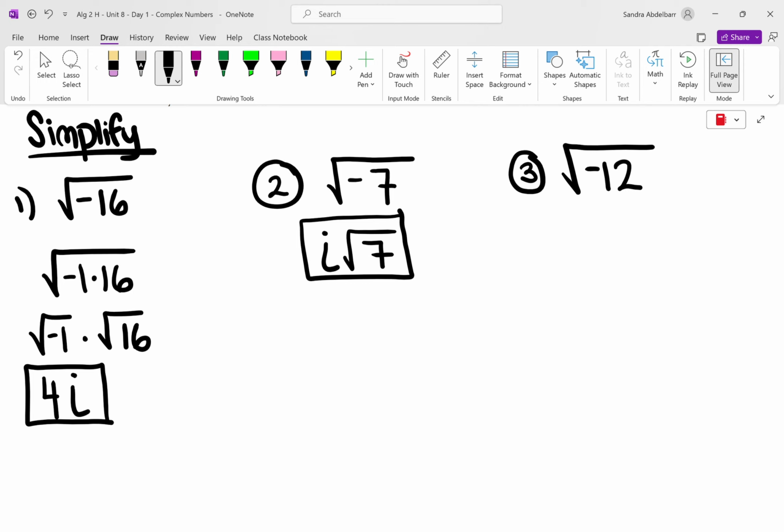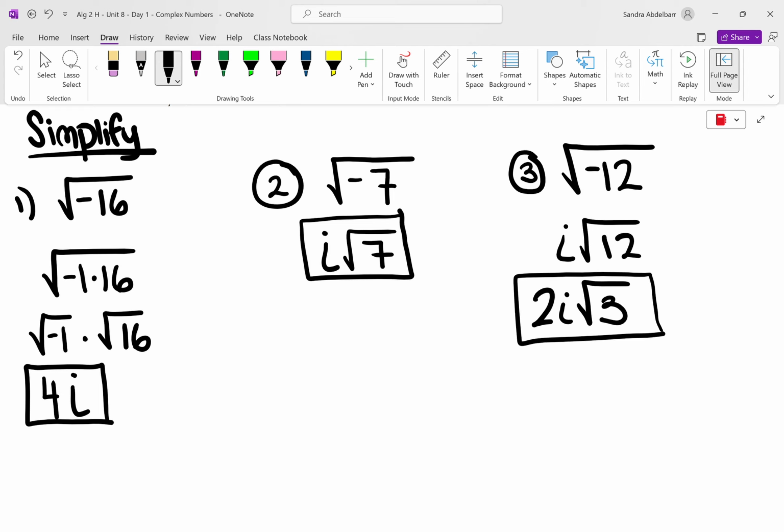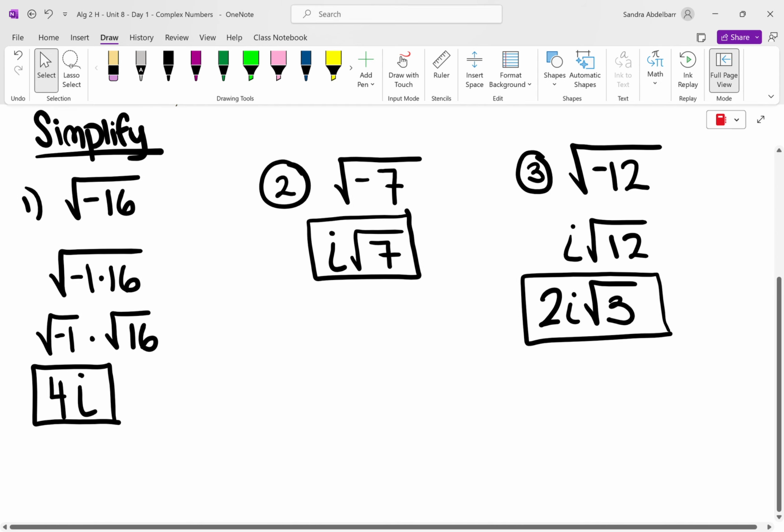So the first thing I did was pull out an i, because I don't want the negative there. But then when I pulled out the i, I noticed root 12 can be simplified. Any radical that can be simplified must be simplified. So in my head I'm thinking 4 and 3. 4 becomes 2 and 2. There's my pair. So we are 2i root 3. How many people got that? Good.